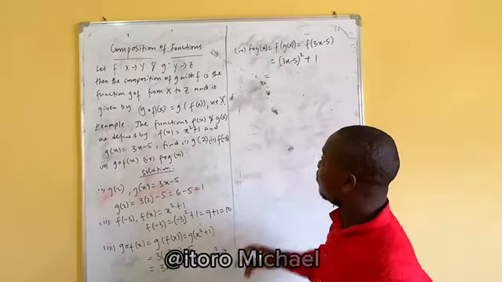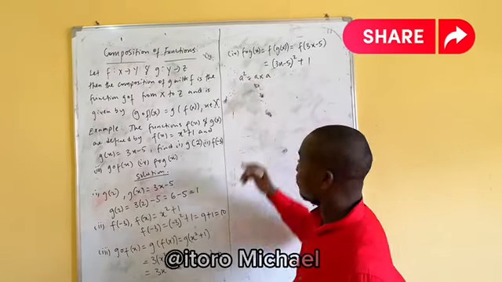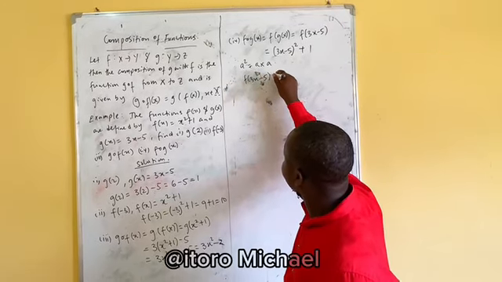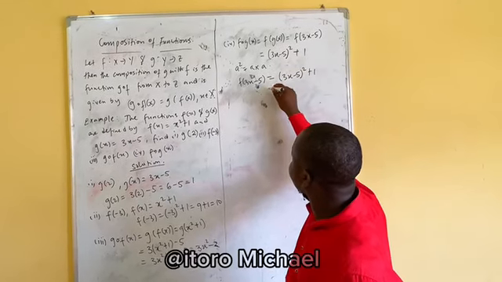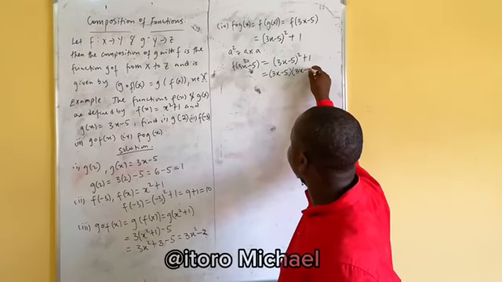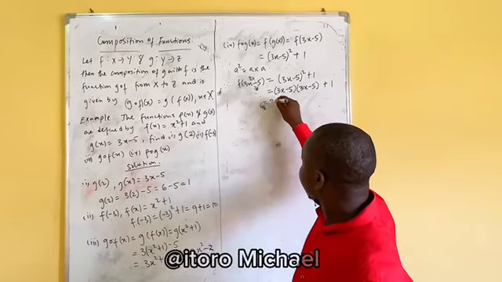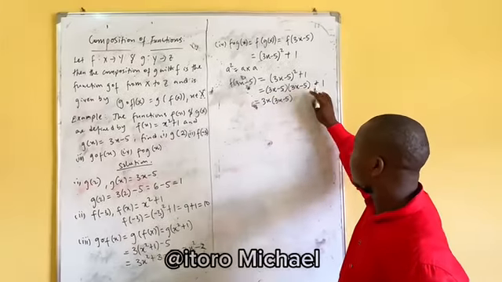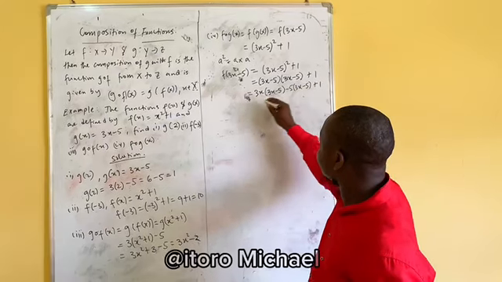Now when you say anything raised to the power of 2, if you say a raised to the power of 2, it simply means a times a. So f of 3x minus 5 is equal to 3x minus 5 all raised to the power of 2 plus 1, and that would be 3x minus 5 multiplied by 3x minus 5, plus 1. This is the same thing as 3x into 3x minus 5, this will multiply everything here, minus 5 into 3x minus 5, plus 1.